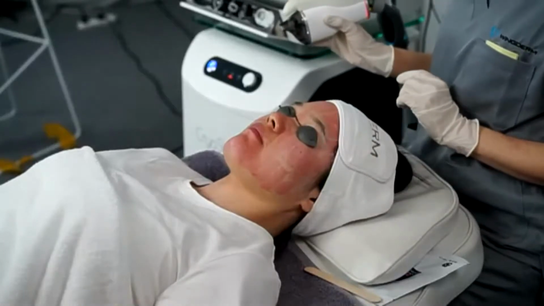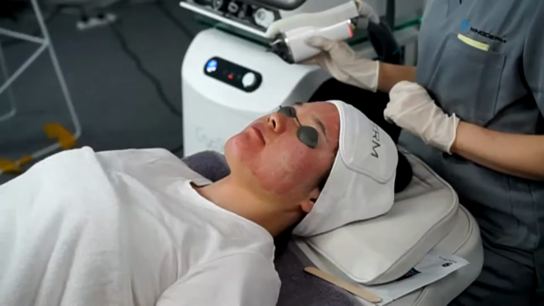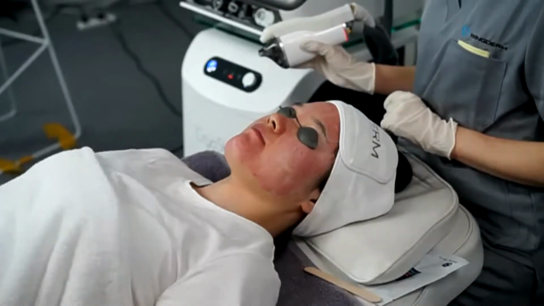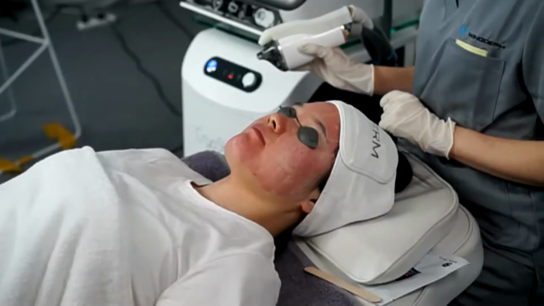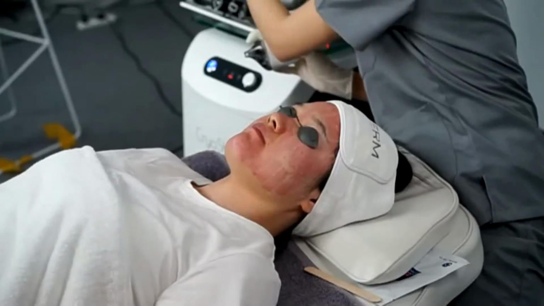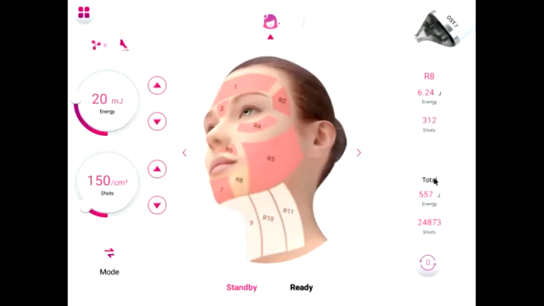Okay, for her whole face, the treatment has already done. You can see the skin turning white very obviously. And now I'll show you on the interface, the energy on the interface. So here you can see the total energy and the total charge here.